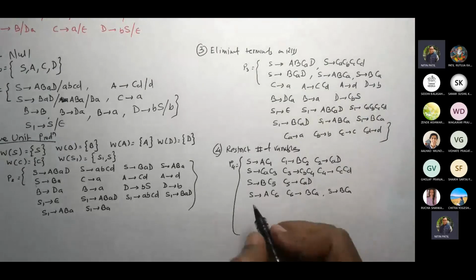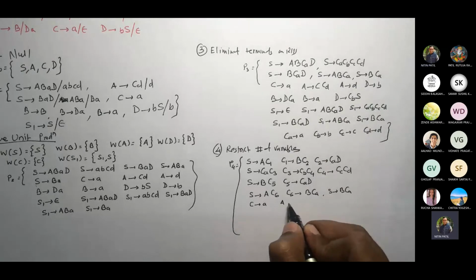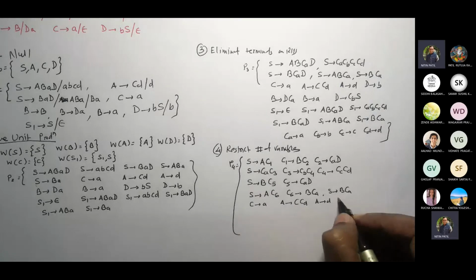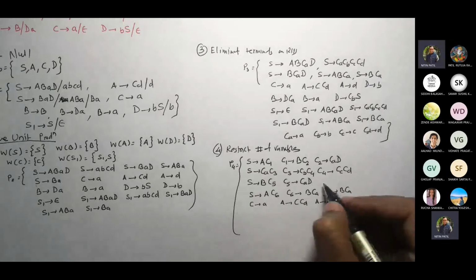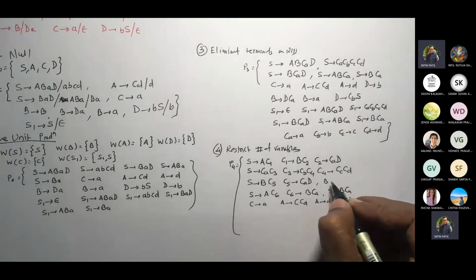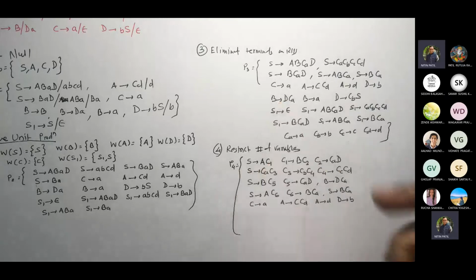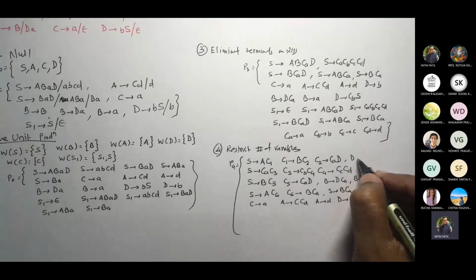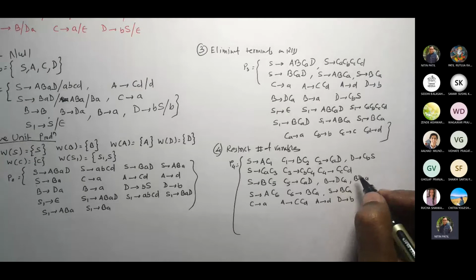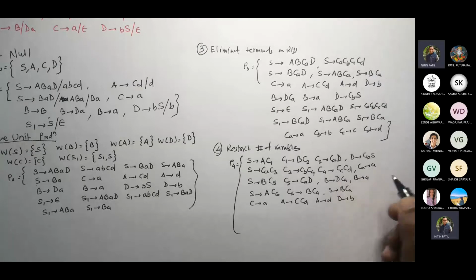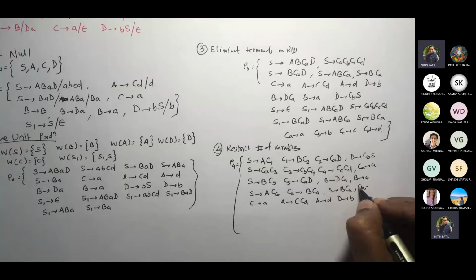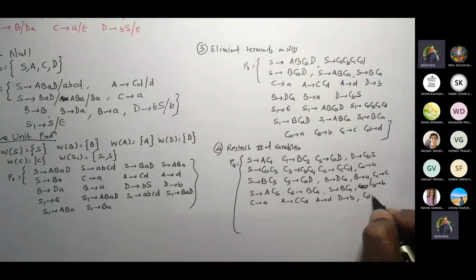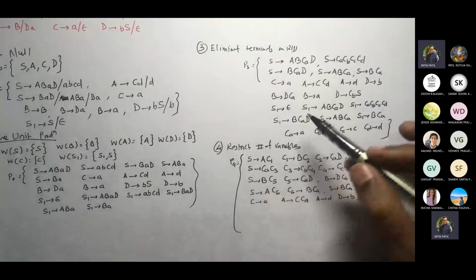Then S gives BCA. So 1, 2, 3, 4, 5 are taken care of. Correct? Now C gives A, A gives CCD, A gives D, D gives B. I will write it here for the space perspective. B gives DCA, B gives A, D gives CBS. Correct? CA gives A, CB gives B, CC gives C, and CD gives D. Correct? So we considered all of these now.